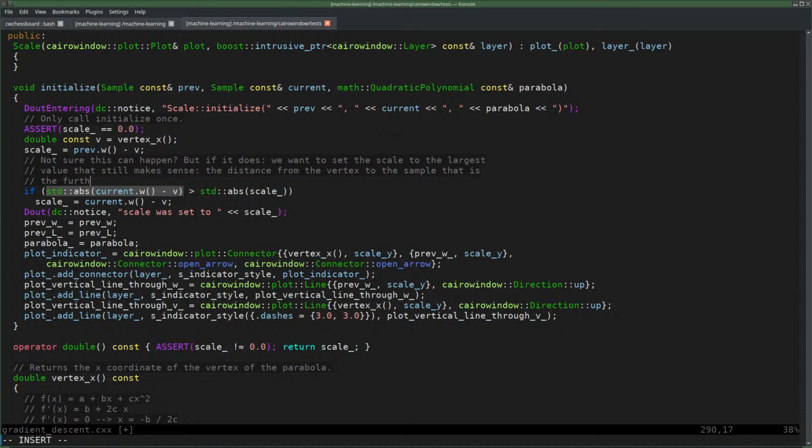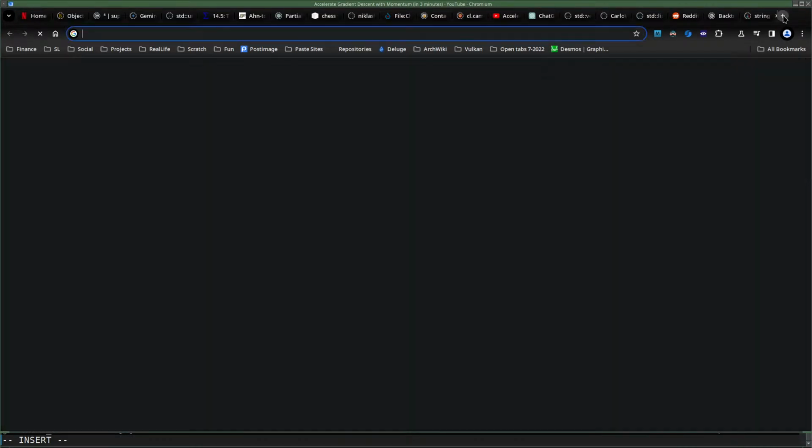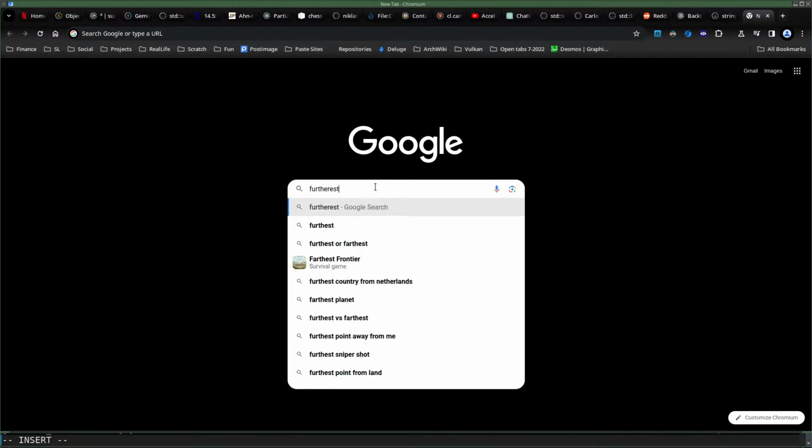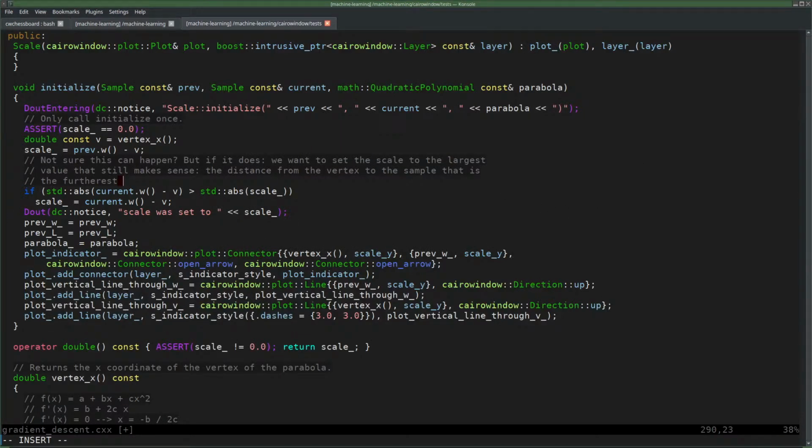Furthest. How do you write furthest? Furthest. Further, the R is replaced by ST. The furthest away.